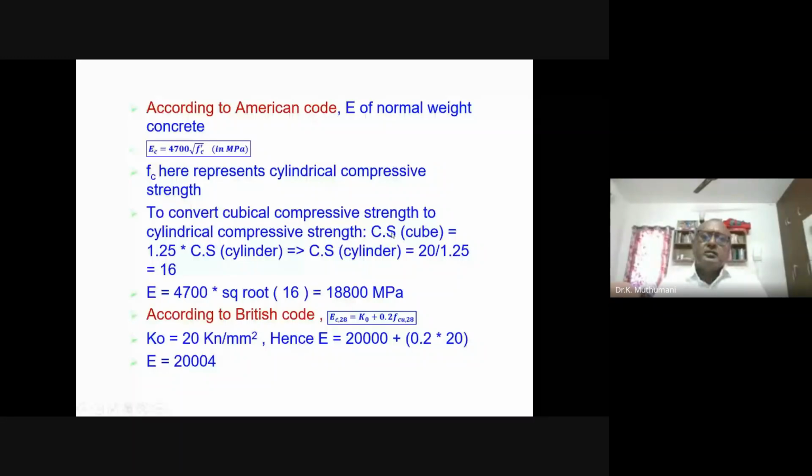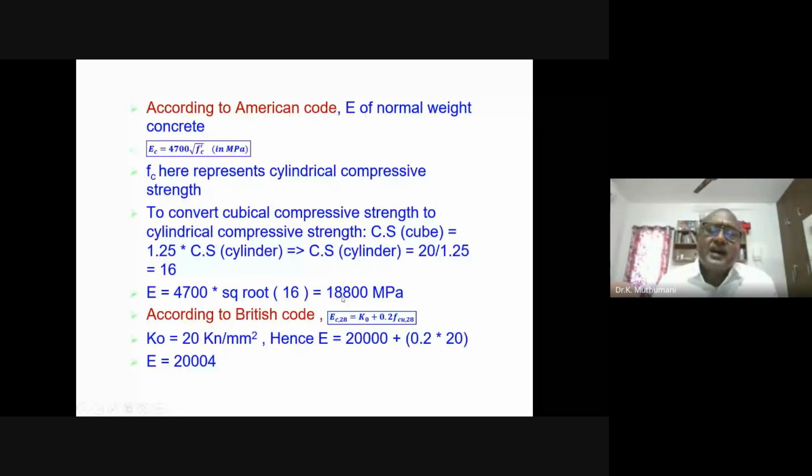So how does it matter in the distribution of forces? It may not matter. Okay. But how does it matter in terms of computing drift? Yes, it affects. So let me say that you are using the American code and you get only 18,000 as against 22,000 in the Indian code.